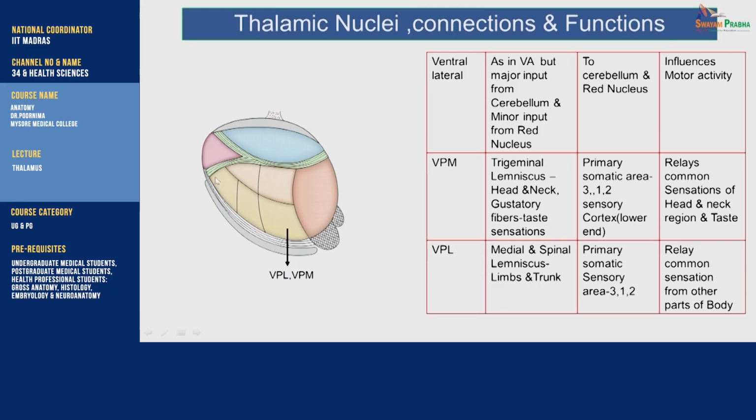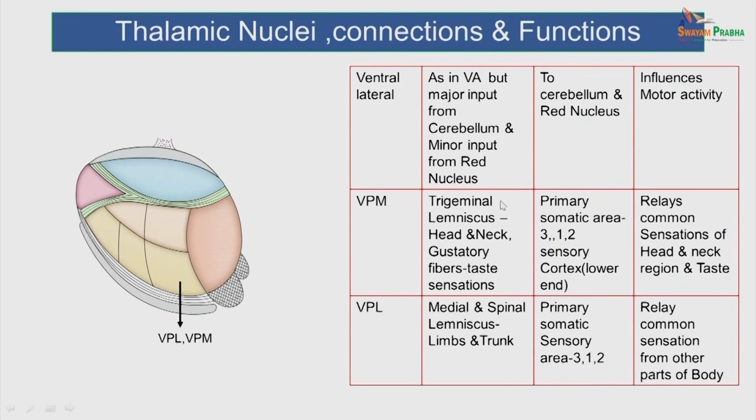Just like the ventral anterior, this receives the input from the cerebellum and from the red nucleus, and efferents go back to the cerebellum and red nucleus. It influences the various motor activity and muscle tone, the maintenance of posture. All this is influenced by this nucleus.